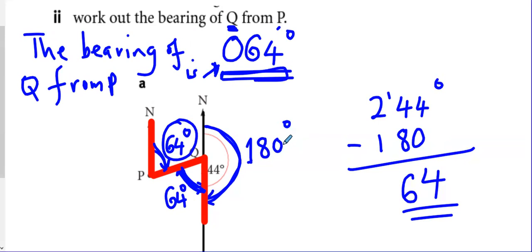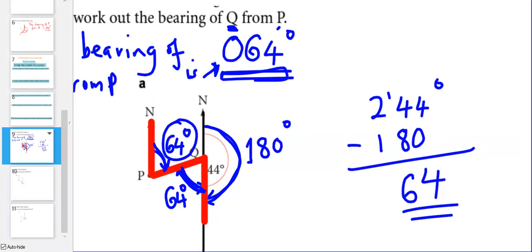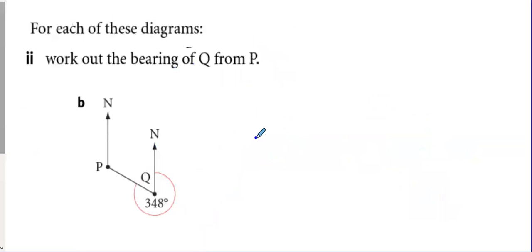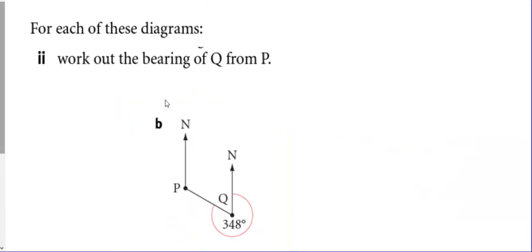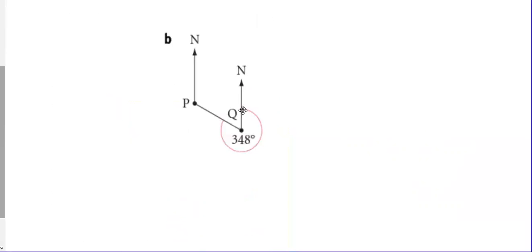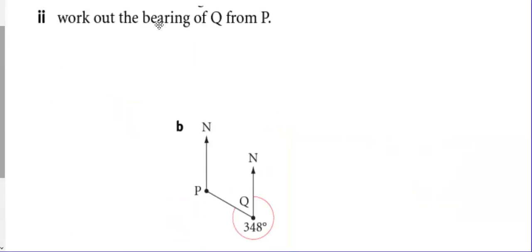Okay, so I hope you have understood. Then for part B, I'm gonna go quickly. Same question for each of these diagrams. We have this diagram in place. Work out the bearing of Q from P.